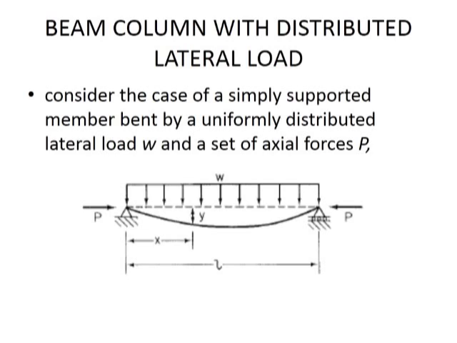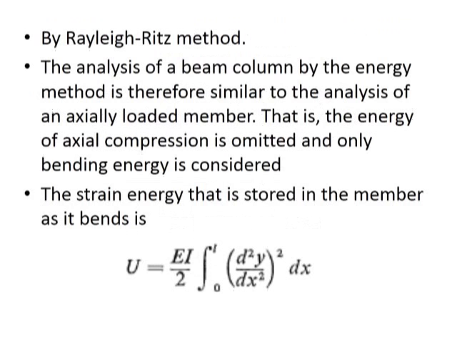Beam column with distributed lateral load. Consider the case of a simply supported member loaded by a uniformly distributed lateral load W and a set of axial force P, as shown in the figure. By the Rayleigh-Ritz method, the analysis of a beam column by the energy method is similar to the analysis of an axially loaded member. That is, the energy of axial compression is omitted and only bending energy is considered.